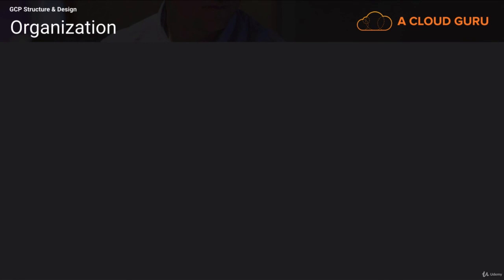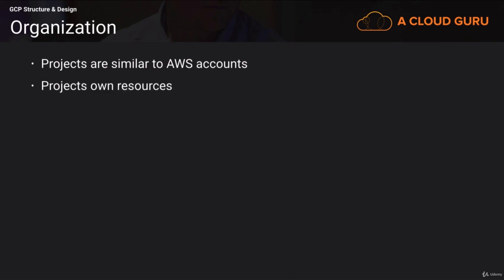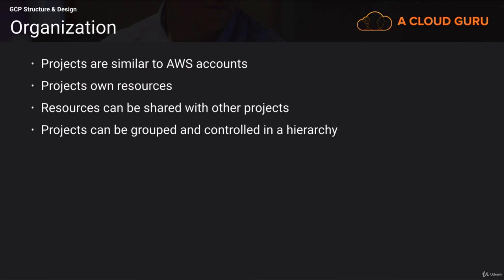And that brings us to the next topic, which is projects. Projects are the primary unit of organization in Google Cloud Platform. Just for reference, a project is kind of similar to what an AWS account is. In particular, every resource is owned by a single project, though it is still possible to share these resources across other projects, but it's still one project that owns and gets billed for it. But your GCP account can have multiple projects in it, and you can group and control these in a hierarchy.